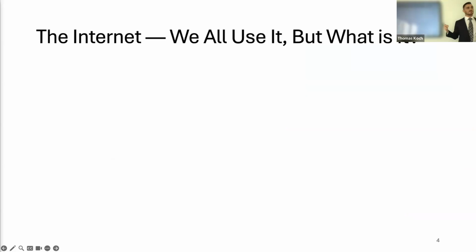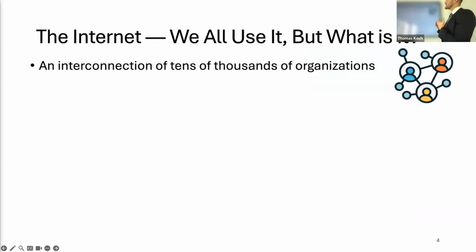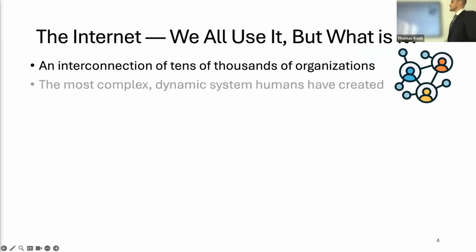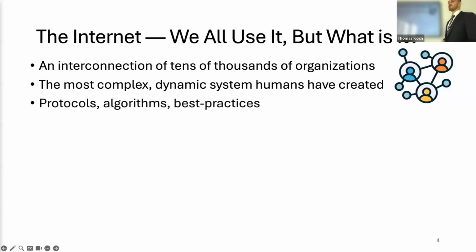The internet, first of all, what is the internet? It's many things. But first and foremost, it's an interconnection of tens of thousands of organizations, all connecting to each other in a complex graph. It's also perhaps the most inspiring way you can describe the internet. It is the most complex and dynamic system that humans have created. And so I think it's inherently worth studying. Maybe less inspiring on a lower level, it's a bunch of protocols, algorithms, and best practices that enable the technology of the internet.